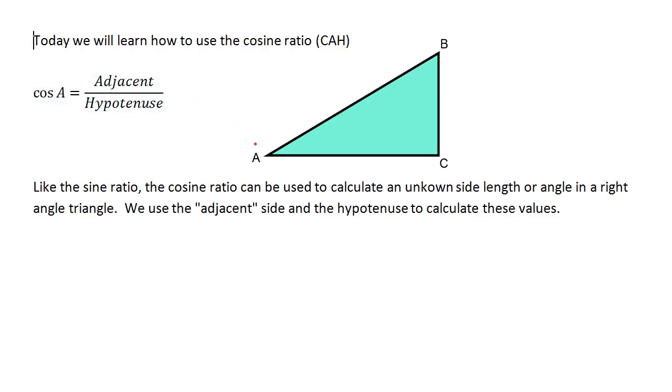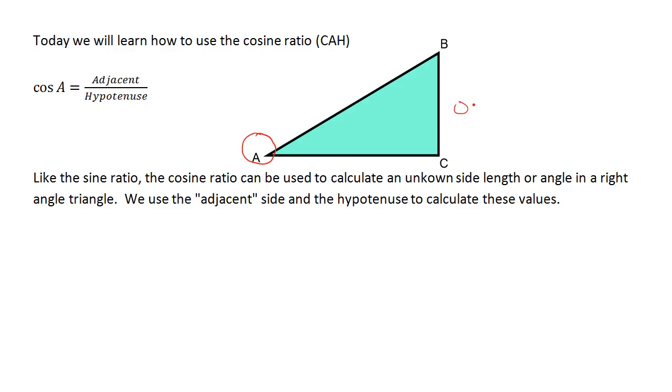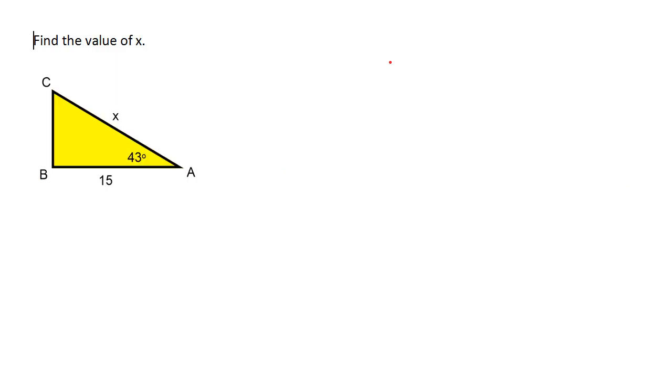Now, since we're considering angle A in this case, remember we can label the parts of the triangle according to angle A, or from the perspective of angle A. In this case, from angle A, the opposite would be side BC, the hypotenuse would be side AB, and that would leave the third side to be right here. This would be the adjacent side. So cosine of angle A is going to be adjacent over hypotenuse, whereas sine was opposite over hypotenuse. And just like with the sine ratio, we have to make sure our calculator is set to degrees.